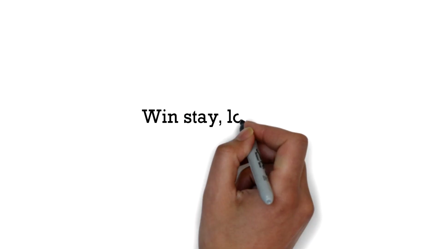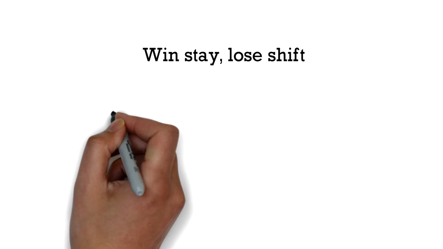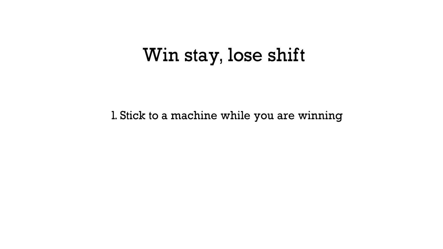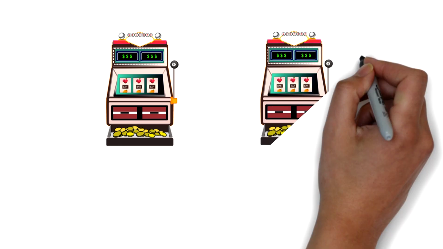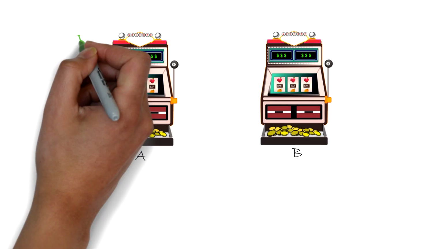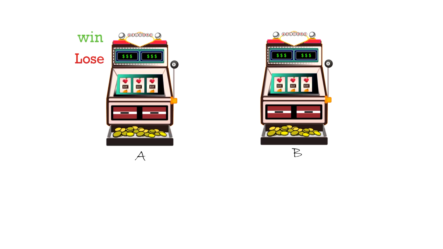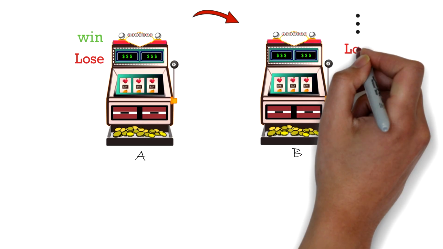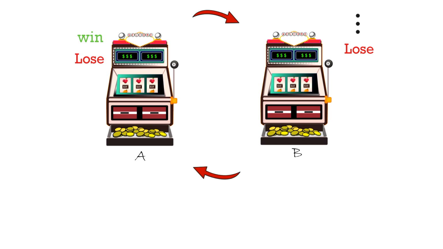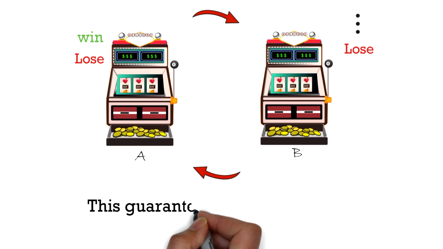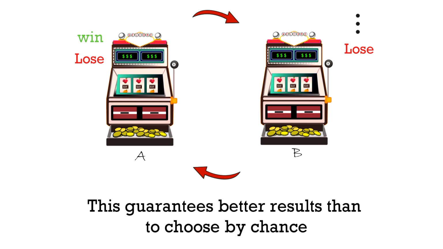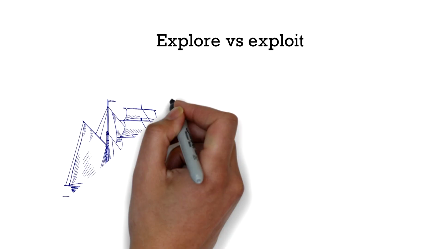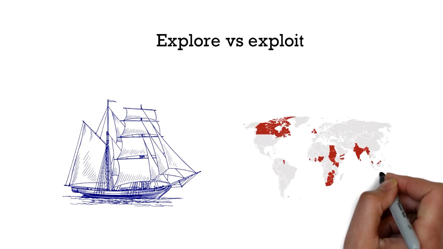A strategy you can try is win-stay, lose-shift, where you stick to a machine while you're winning and switch to a new one as soon as you lose. For example, in the case of 2 machines A and B, you start off with A, and if you win, you continue with A. As soon as you lose, you switch over to B until the next loss, where you will switch back to A and so on. Using this method, it has been proven to reliably achieve better results than if you chose completely by chance. This problem falls under the umbrella of explore versus exploit, explained in the 2nd chapter of the book.